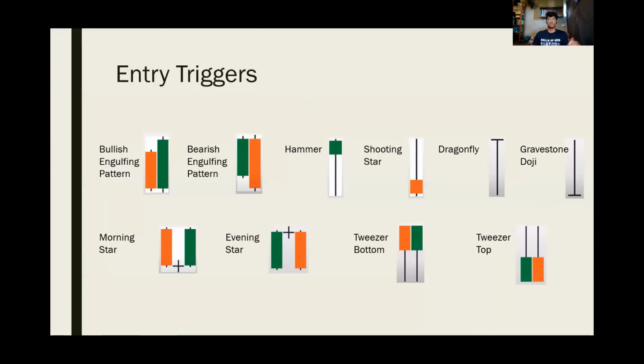So we can see that sellers had been able to push the price significantly lower in the first candle, and after it opened up again, they tried to push it lower once again and failed to do so, with the buyers having brought the price back up above the level that it opened in the second candle. So finally, we also have the tweezer top, which is the opposite of the tweezer bottom and signifies a bearish reversal pattern.